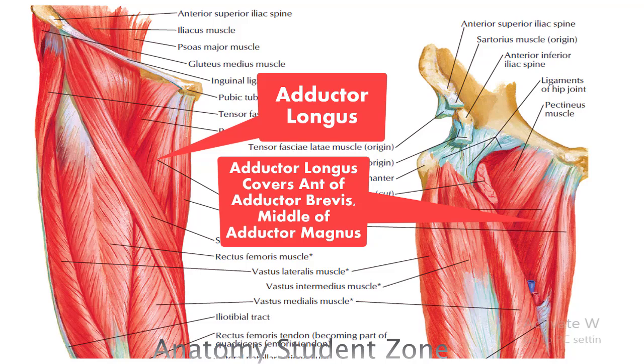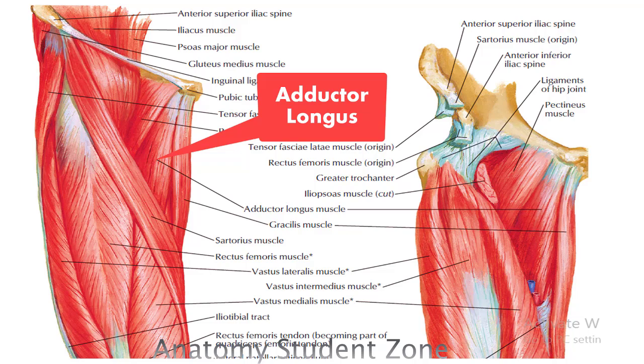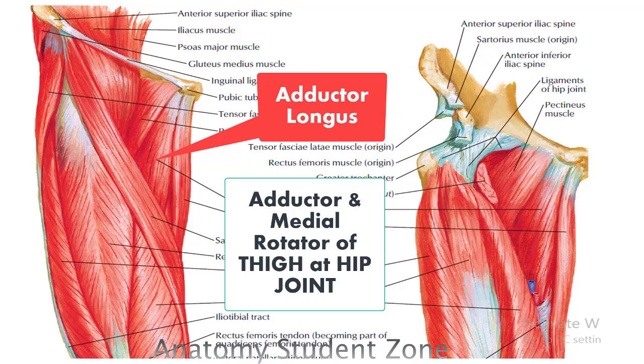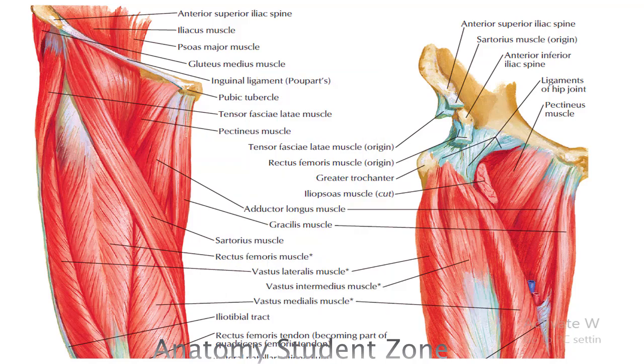So regarding its function, as we know, it's a muscle of the adductor group. So it adducts the thigh at the hip joint. It also helps in medial rotation. So it is an adductor and a medial rotator of the thigh at the hip joint. Because this muscle is going to attach on the femur, it's not going to cross the knee joint, not going to attach on a lower bone. So that is why it's acting at the hip joint.